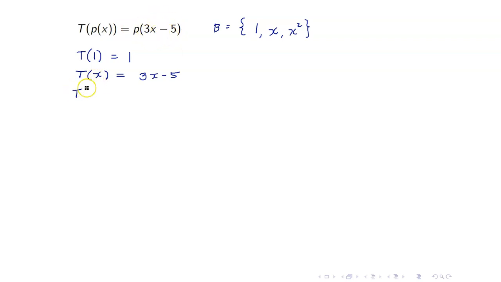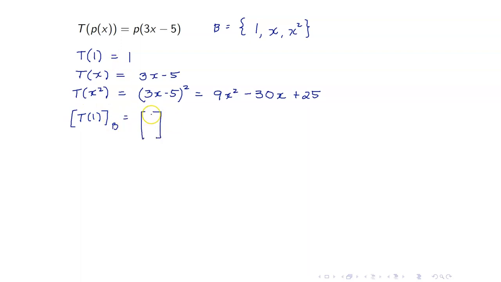And lastly, T of x squared is equal to (3x minus 5) squared. Replace x by 3x minus 5. This is 9x squared minus 30x plus 25. So therefore, what is now the coordinate vector of T of 1 with respect to B?